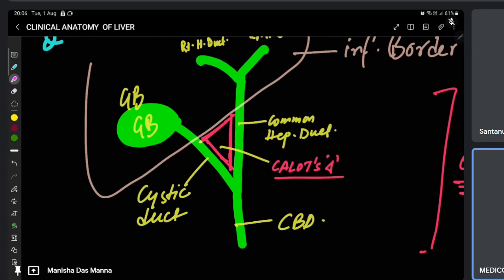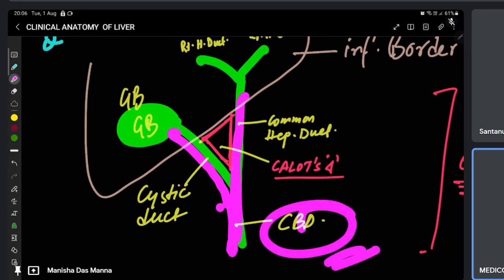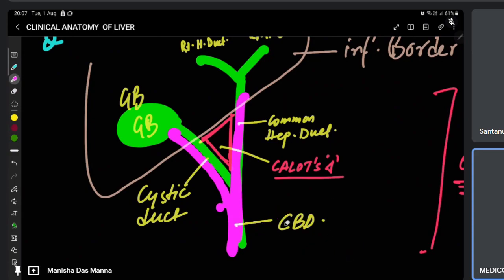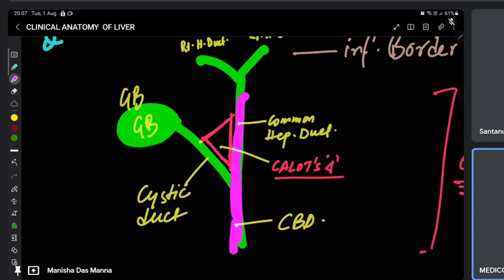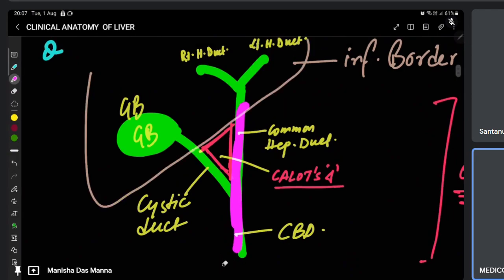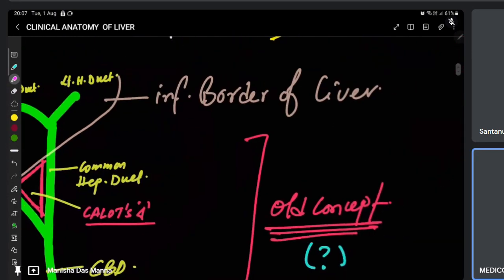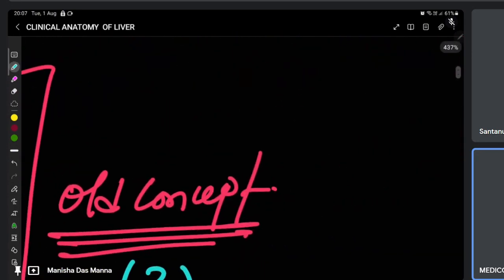The duct of the gallbladder is your cystic duct. Now when this cystic duct joins with the common hepatic duct, collectively they form the common bile duct. So let's start from the beginning. Now let's draw here.